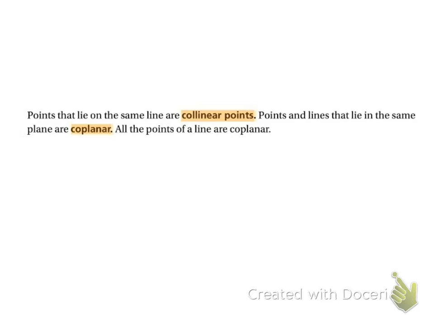Points that are on the same line are called collinear points, and points that are on the same plane are called coplanar points. Just in the same way that if you were a co-captain for a team, you share the role of being the captain, you have the same role. Points that are collinear share a line, and points that are on the same plane are coplanar, and they share the plane.